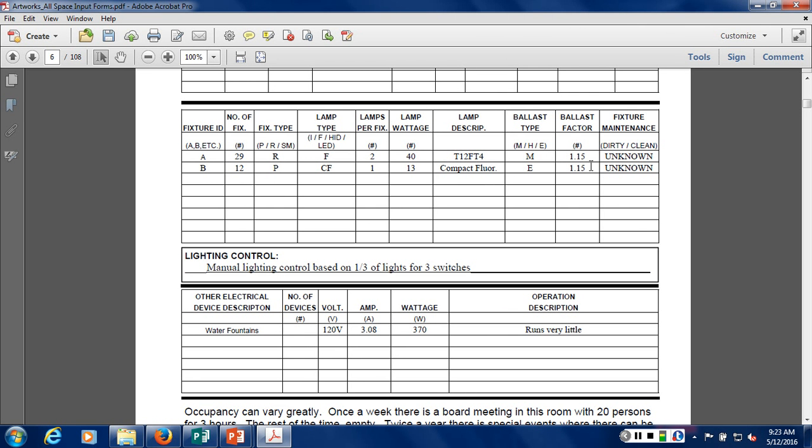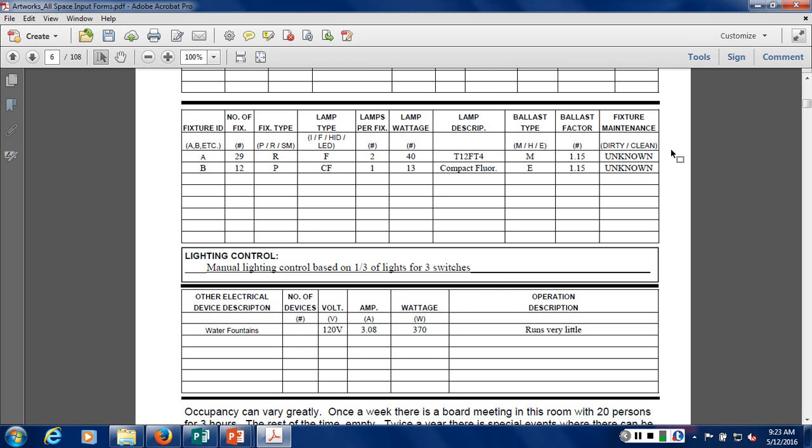Finally, the ballast factor. The ballast factor is how much more energy the ballast adds to the actual wattage of the lamps. So after you tally up all the wattage of the lamps in the fixture, you have to multiply by that factor to get the total wattage used by that fixture as a whole.